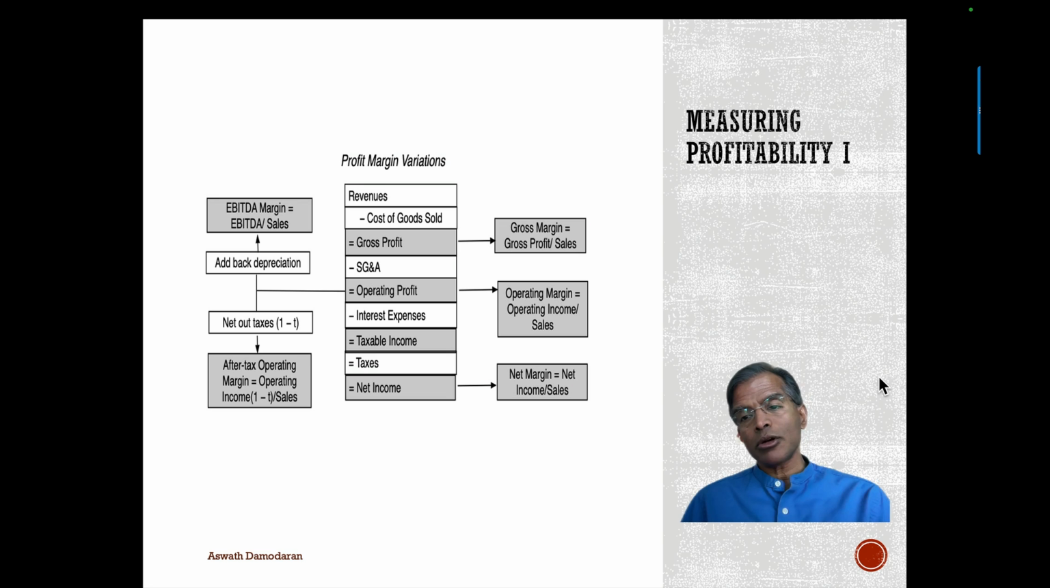Here again, depending on what measure of profits used, can be at very different measures of margin. For instance, we talked about gross profit. Gross profit is the profit left over after you've subtracted out just cost of goods sold.